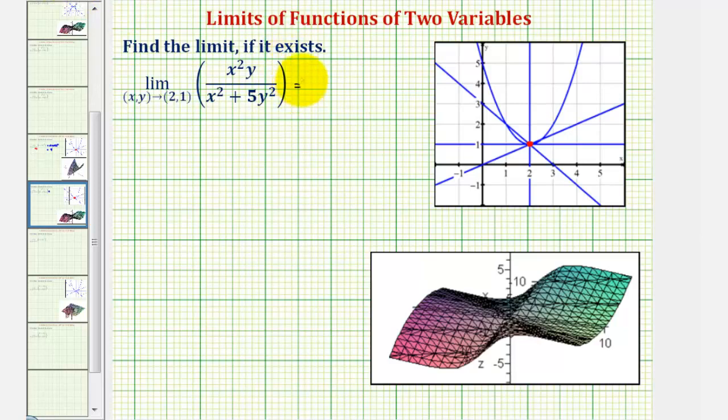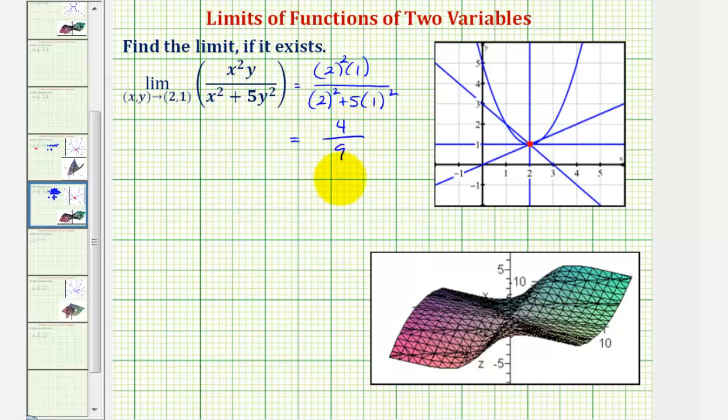So we would have 2 squared times 1 in the numerator divided by the quantity 2 squared plus 5 times 1 squared. So simplifying, we have 4 divided by 4 plus 5, or 9. So here the limit equals 4/9.